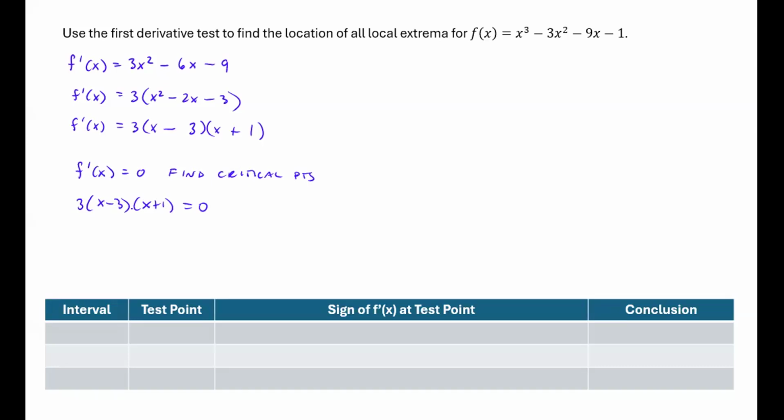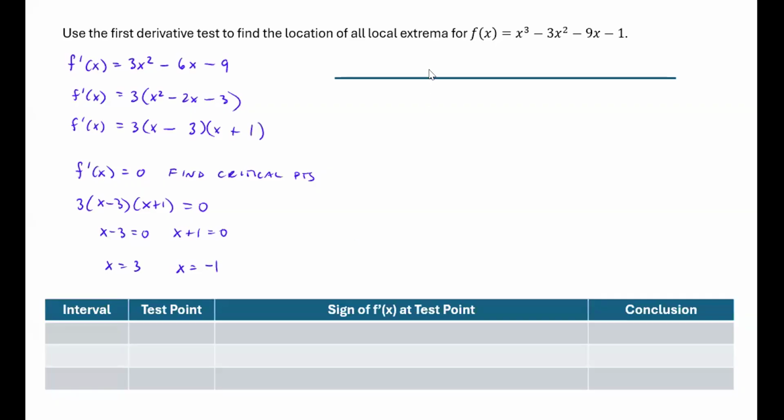That means that one of these factors has to be equal to 0. So x minus 3 has to equal 0, or x plus 1 has to equal 0. And we'll get two x values here: x equals 3, or x equals negative 1. So you've got these critical points.